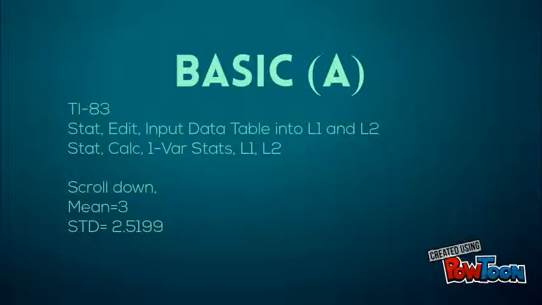For the basic problem A, you'll input the data that you are given into the data table into L1 and L2, and go to one variable stats, hit enter, and then put L1 and L2 after that, of which then you'll hit enter again, and scroll down and find the mean and standard deviation.